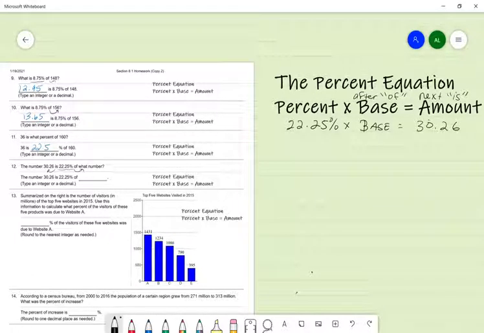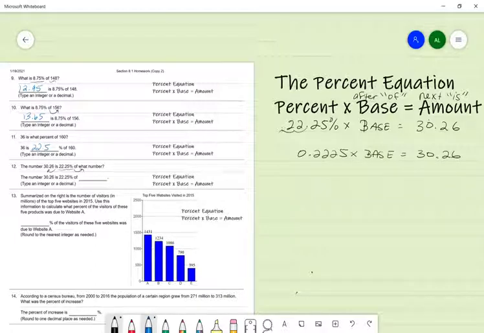I'm going to convert my percent by moving the decimal 2 places to the left. So I have 0.2225 times the base equals 30.26. And again, we're going to keep our solving very simple.